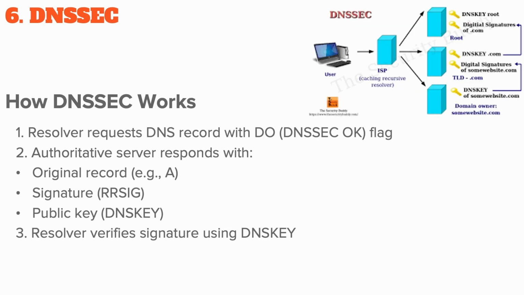How DNSSEC works. First, the resolver requests a DNS record with the DO, DNSSEC OK, flag. Second, the authoritative server responds with the original record, signature, and public key. Finally, the resolver verifies the signature using the DNS key.